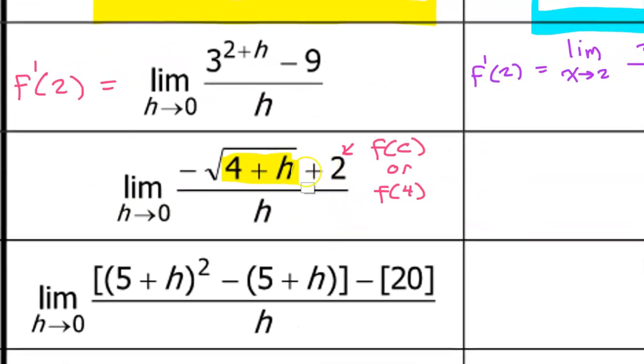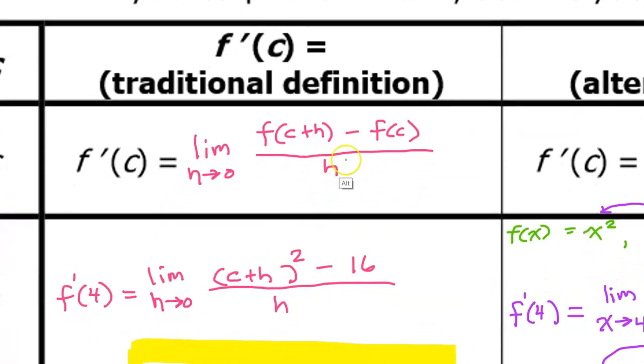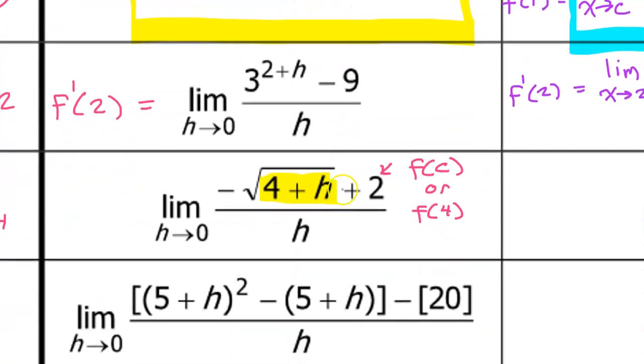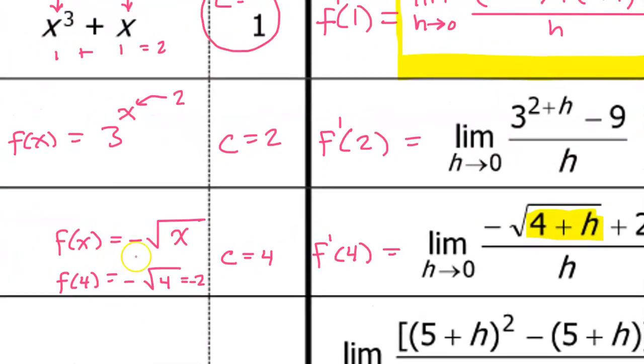Okay, so why do I have a positive 2 here? Well, that's because in the traditional definition, you have minus f of c. So if f of c is negative 2, then you would have minus negative 2, which would be plus 2. So all of that tells us that this limit is really the derivative of function f at 4, where function f is negative square root of x.